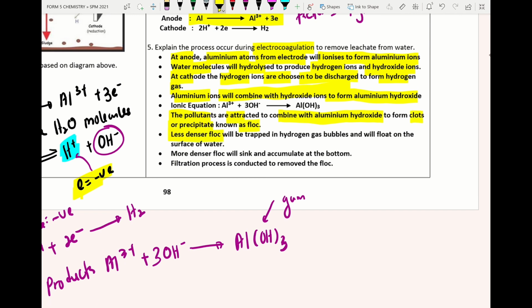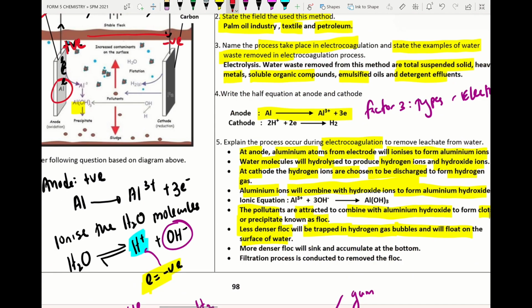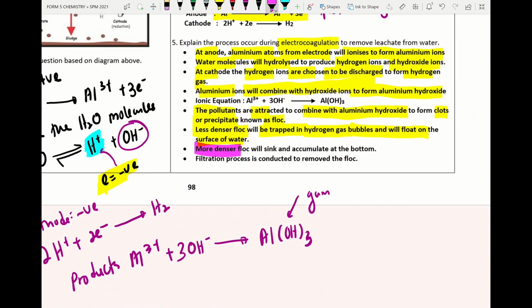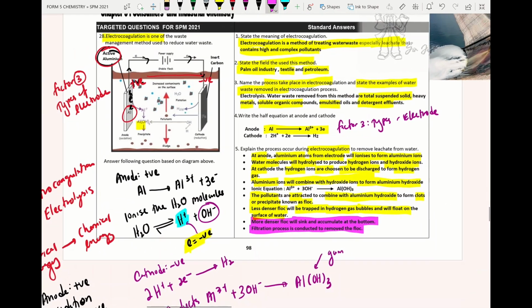Less dense floc will be trapped by hydrogen gas bubbles and will float on the surface of the water, as shown in the diagram. More dense floc will sink and accumulate at the bottom, and a filtration process is carried out to remove the floc. So please remember the electrocoagulation process.